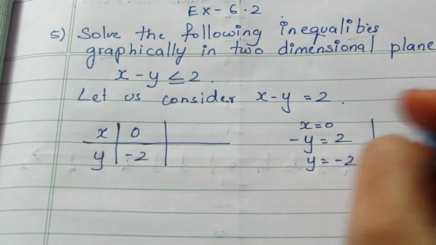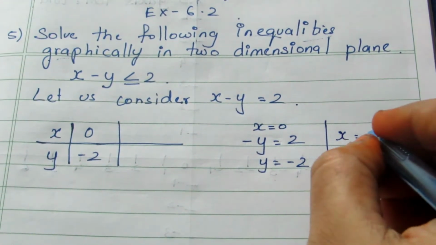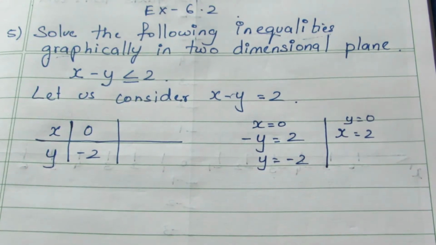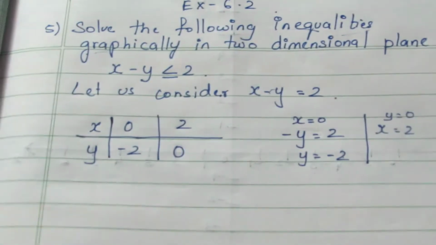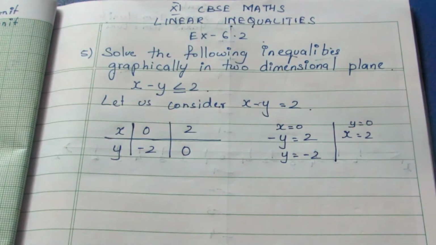If y is 0, we know that x is equal to 2. When y is 0, x will be directly equal to 2. Two points are more than enough to draw the graph, so I am just taking only two points.